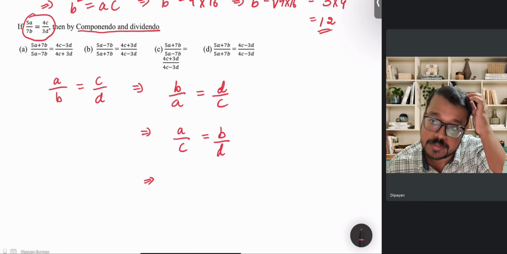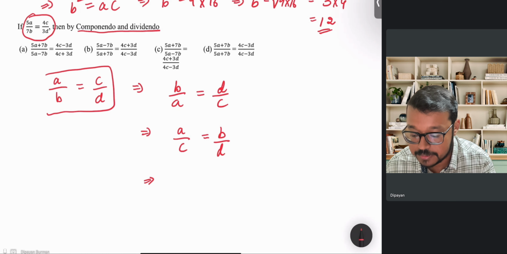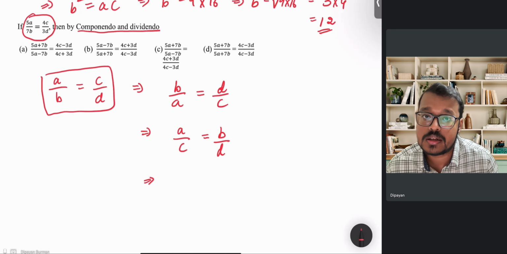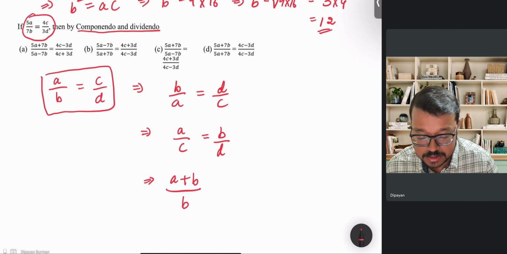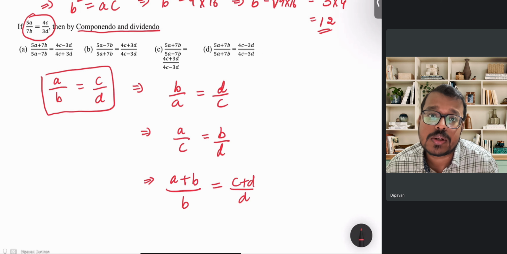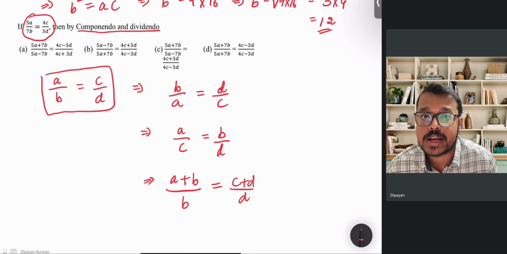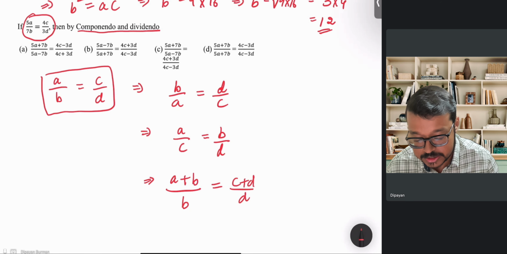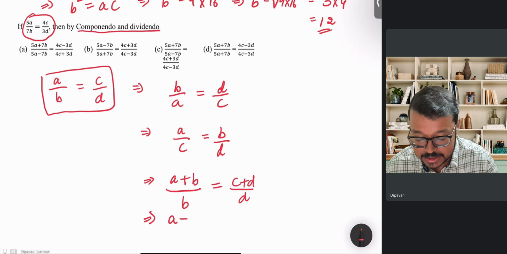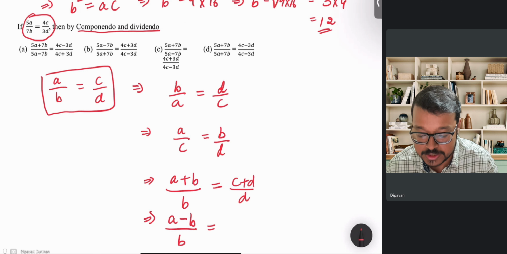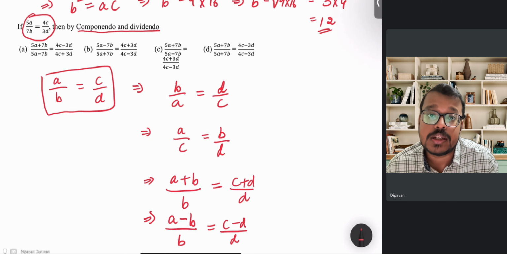Now in the proportion a by b equals c by d, if I add the two numbers a and b and put that in the numerator, a plus b divided by b will always be equal to c plus d by d. This property is known as componendo. Componendo is to add something. So we are adding to the numerators here. Or, given the proportion a by b equals c by d, a minus b by b is always equal to c minus d by d. This property is known as dividendo.